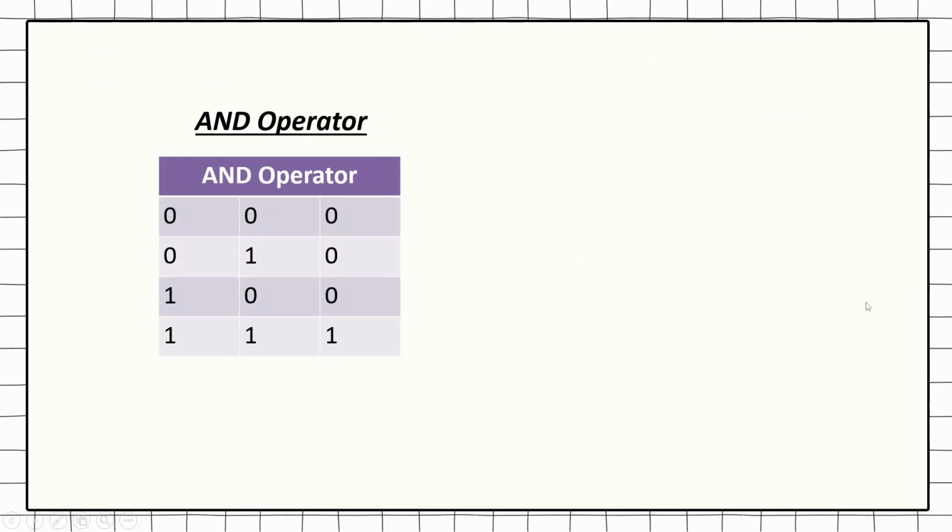Before that, let us understand the AND operator. If you are already aware of the AND operator, then if both values are 0, we get the result as 0. If any one value is 0, then also the result will be 0. And if all the values are 1, only then we get the result as 1. So this is our basic AND operator.